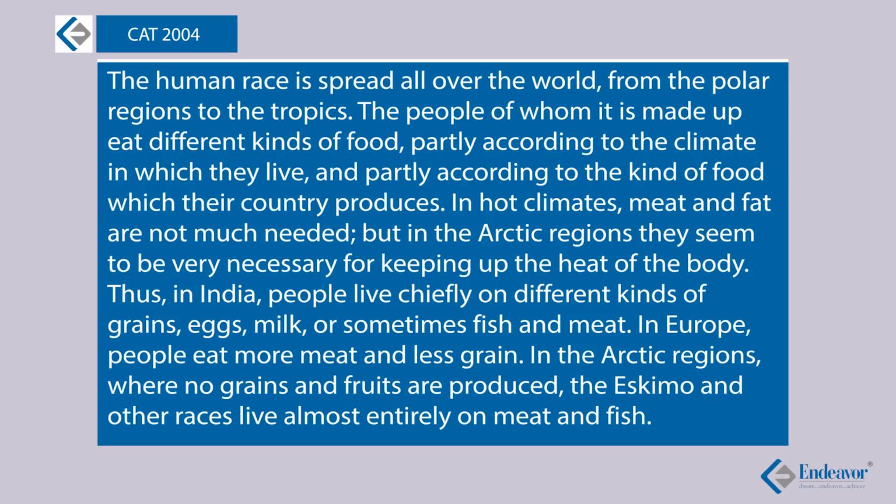Thus, in India, people live chiefly on different kinds of grains, eggs, milk, or sometimes fish and meat. In Europe, people eat more meat and less grain. In the Arctic regions where no grains and fruits are produced, the Eskimo and other races live almost entirely on meat and fish. Let's decode the passage.